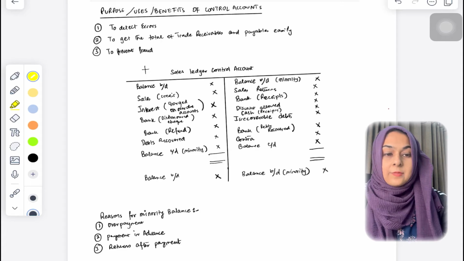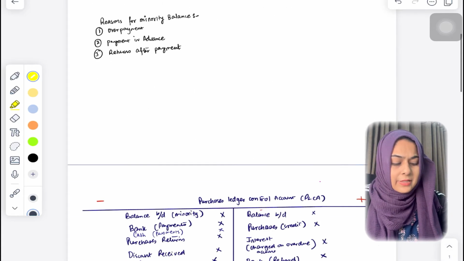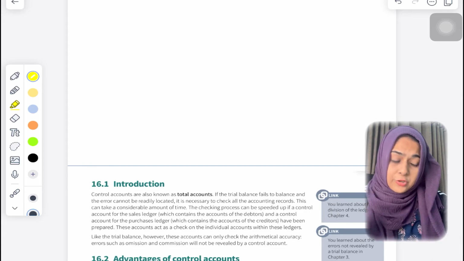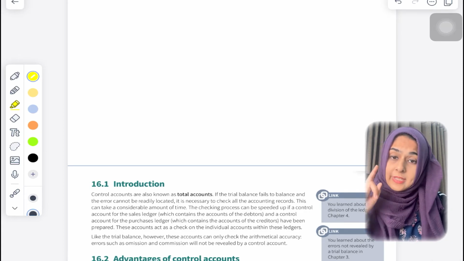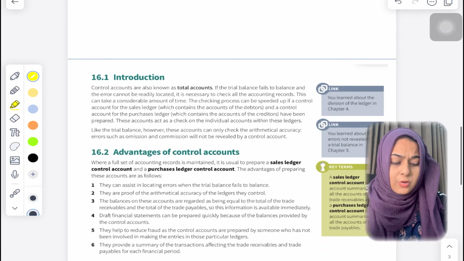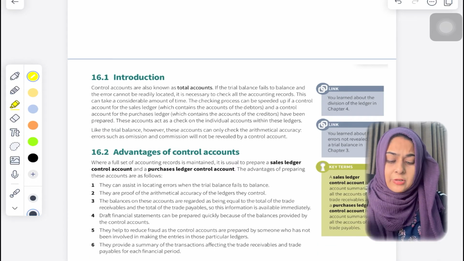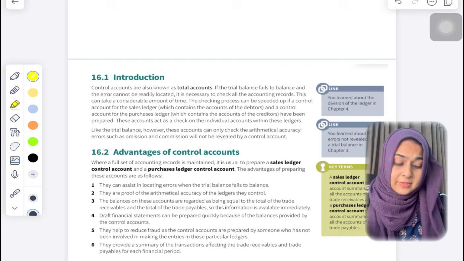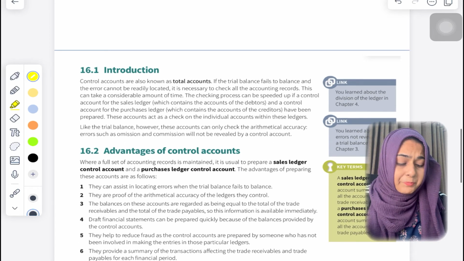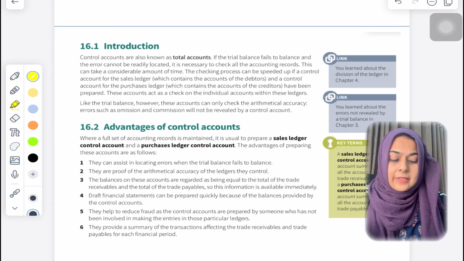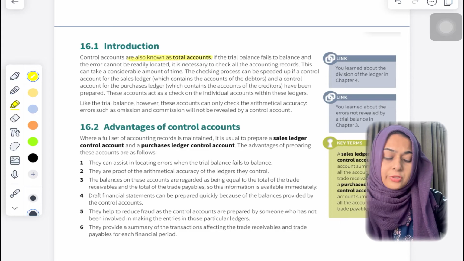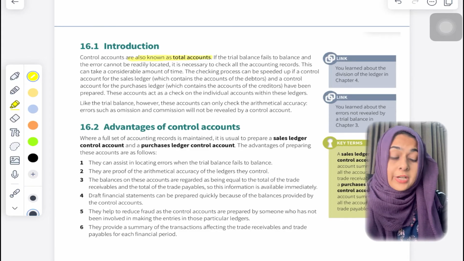Today's topic is formats of control accounts. There are two types of control accounts: one is the sales ledger control account and the other is the purchases ledger control account. So what is the sales ledger control account? The sales ledger control account is a total trade receivables account, and the purchases ledger control account is a total trade payables account. Here in this book extract, it says that control accounts are also known as total accounts. Just like I told you, the sales ledger control account is the total trade receivables account.